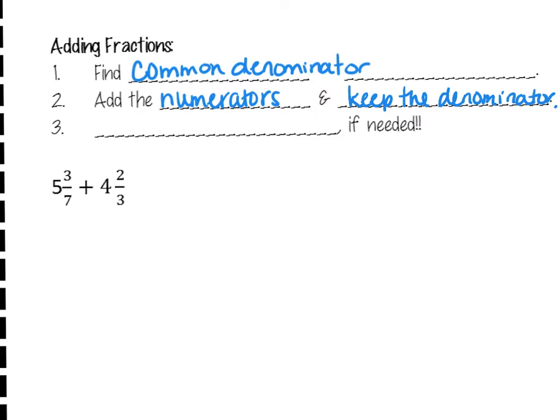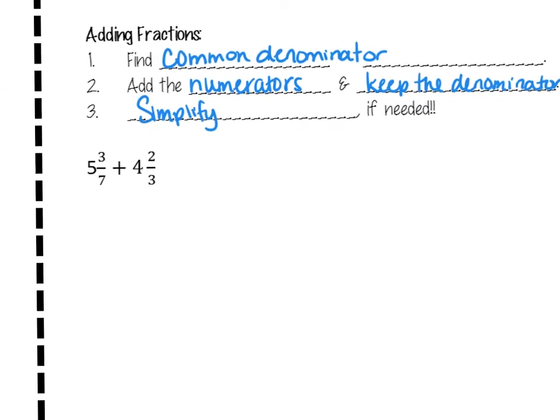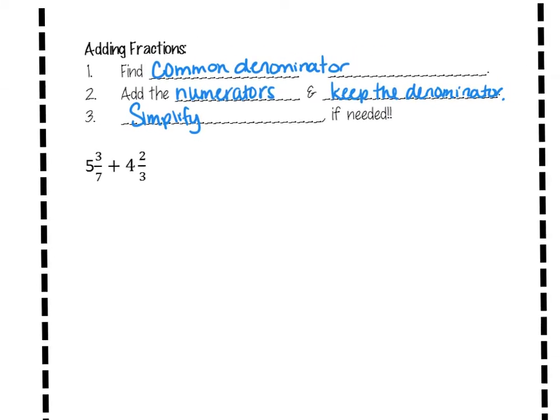Okay, and then our last piece says simplify if needed. Simplify if needed. Okay? So we're going to show you an example of this. I'm going to mark out the 5 and I'm going to mark out the 4, and we're just going to go with 3/7 plus 2/3.